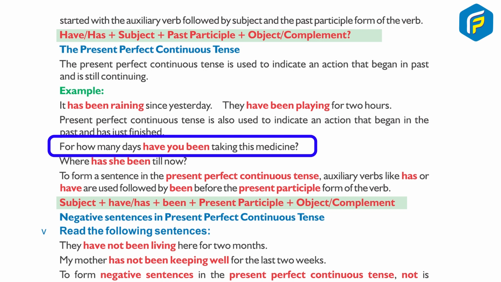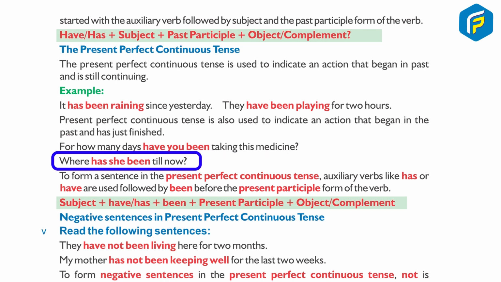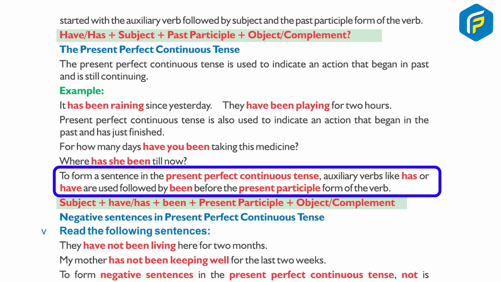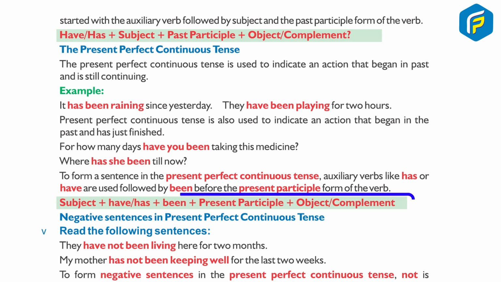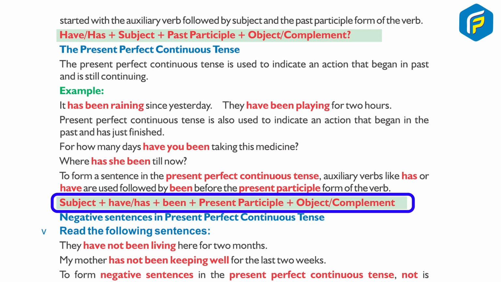For how many days have you been taking this medicine? Where has she been till now? To form a sentence in the present perfect continuous tense, auxiliary verbs like has or have are used followed by been before the present participle form of verb. Subject plus have/has been, present participle plus object complement.